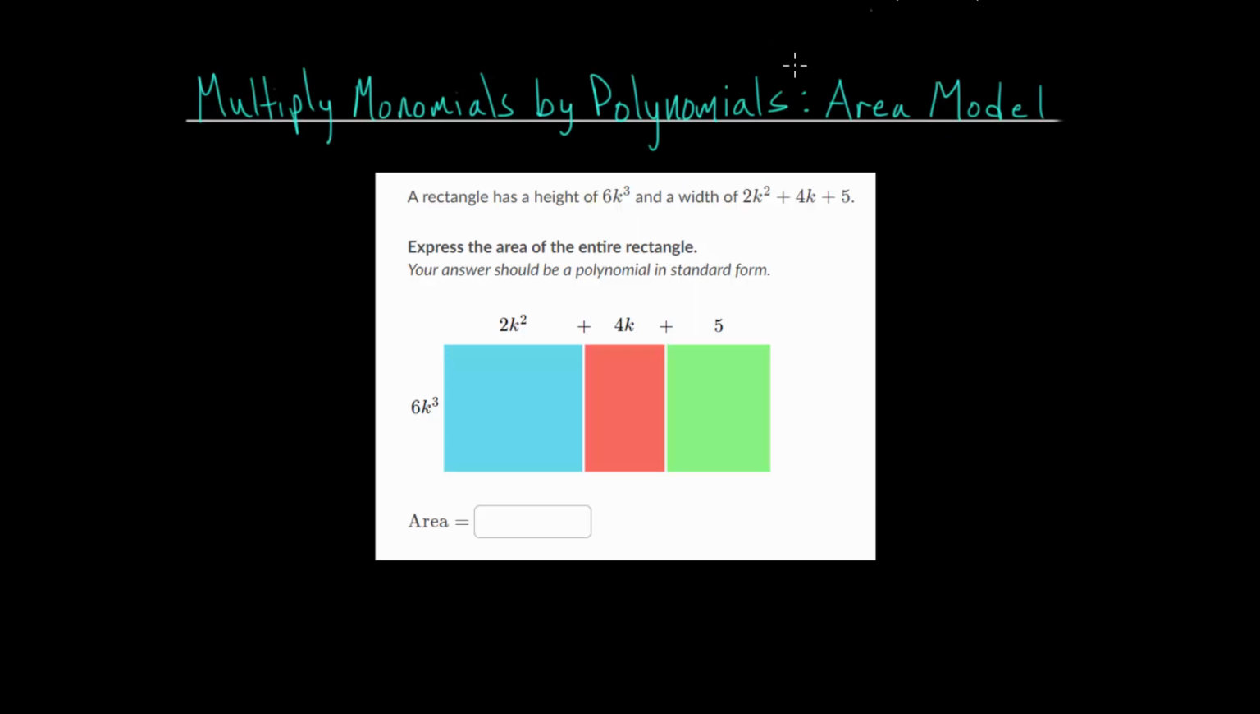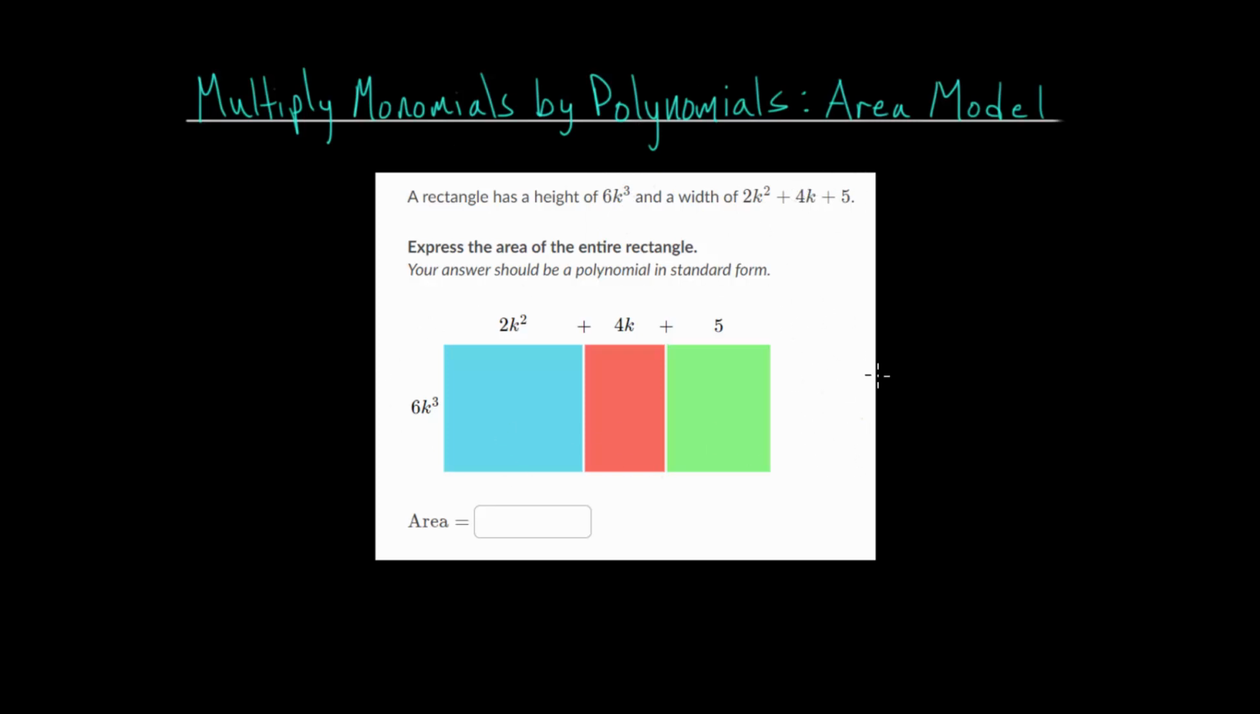But another way to multiply these together is by essentially finding the area of some rectangle. So you can see how this problem is set up. We have a rectangle that has a height of 6k to the third power, and it has a width of 2k squared plus 4k plus 5. And the product of this monomial by this polynomial will just be the area of this rectangle. And you're able to set up any problem where you're multiplying monomials or even binomials by polynomials as this area problem.